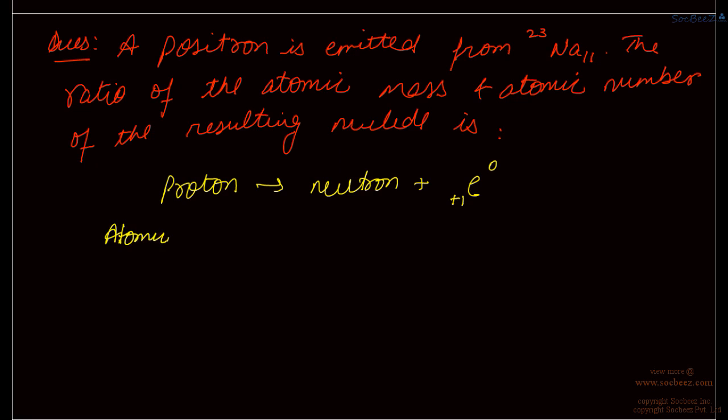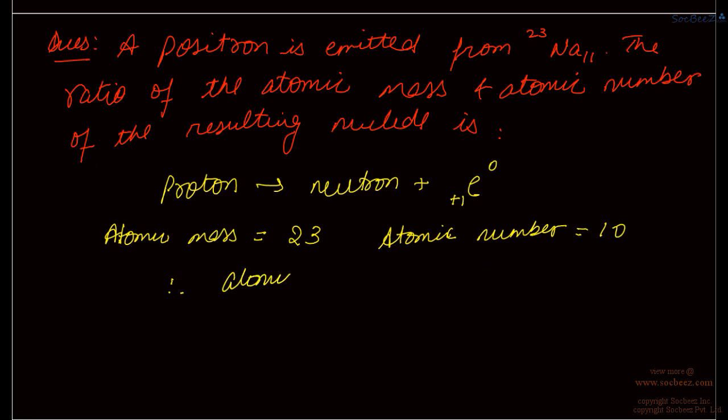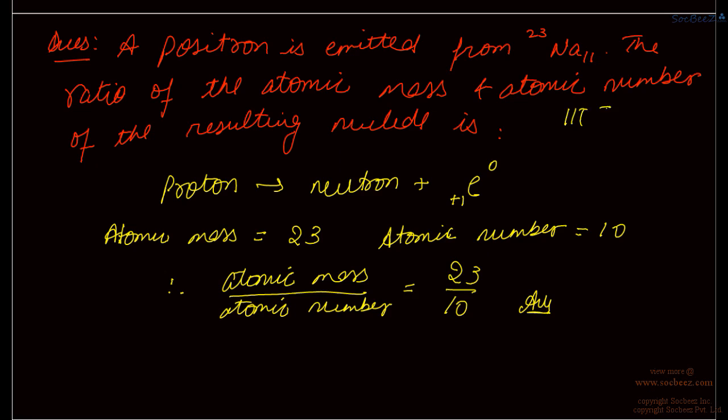Therefore, atomic mass is 23. It remains constant, but atomic number is decreased by 1. Therefore, atomic number is 10. And hence, the ratio of atomic mass upon atomic number equals 23 upon 10. So this is the answer. And this question was asked in IIT JEE 2007. Such an easy problem.